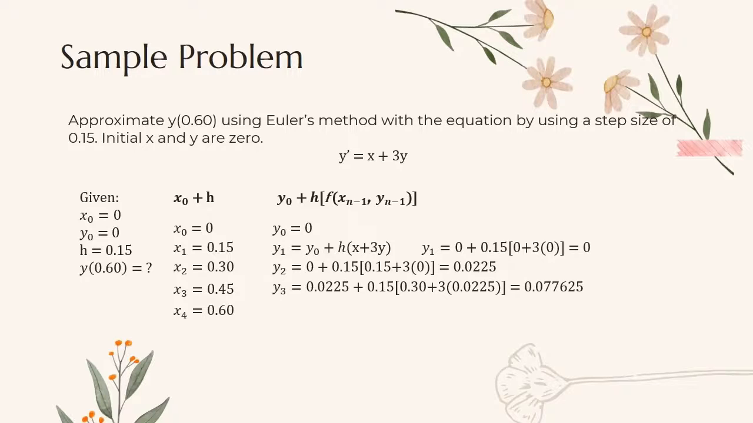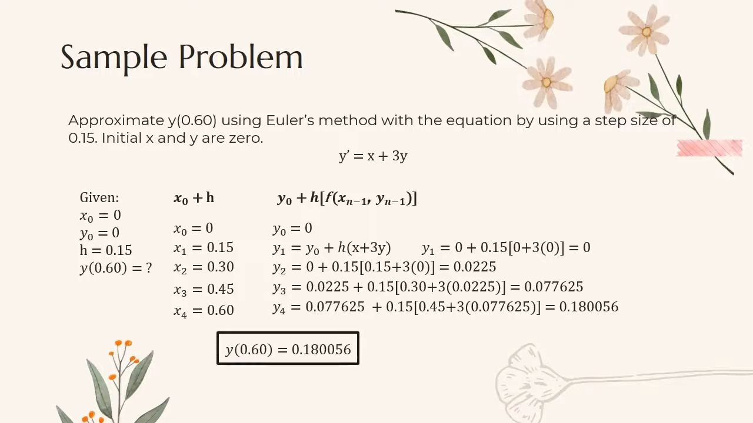For y sub 3, we're going to do the same substitution. So y sub 3 is equal to 0.077625. We're going to do the same substitution of values with y sub 4, and by that, y sub 4 is equal to 0.180056. Finally, we have found that y, if x is equal to 0.60, is equal to 0.180056, and that is our final answer.